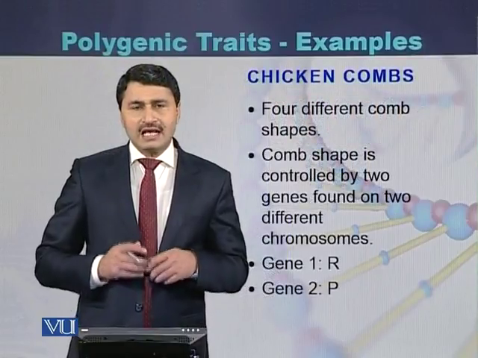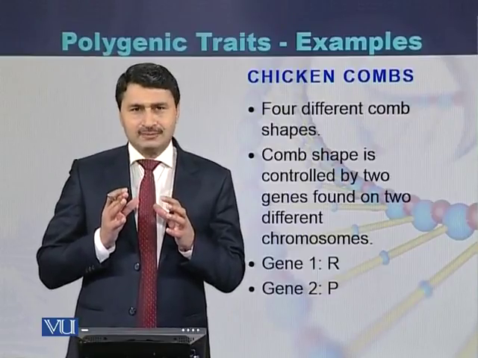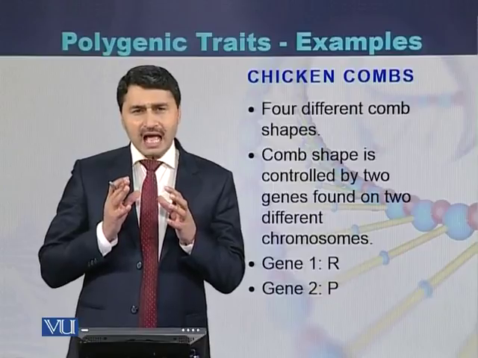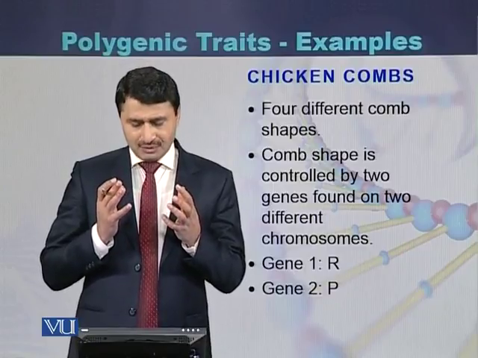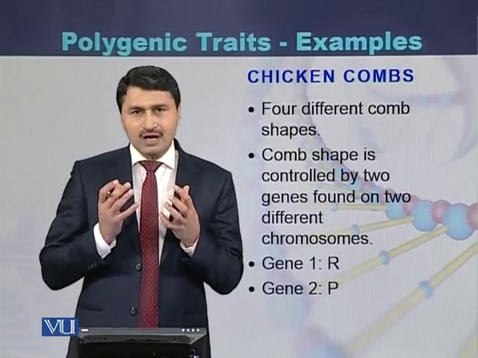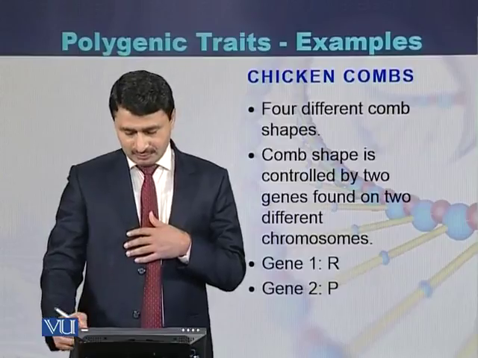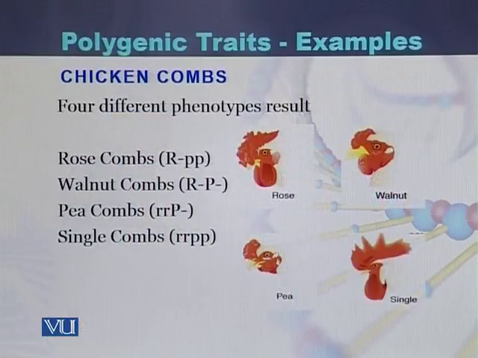Chicken comb is another example to study the polygenic trait. Chicken comb has 4 different types which are controlled by 2 different genes. The first gene is gene R, while the second is gene P. Here we can see the chicken combs. There are 4 different phenotypes of the chicken comb.